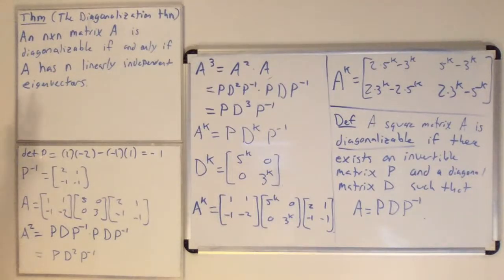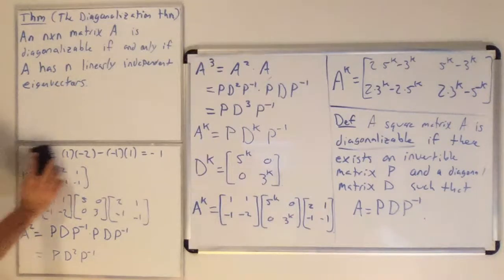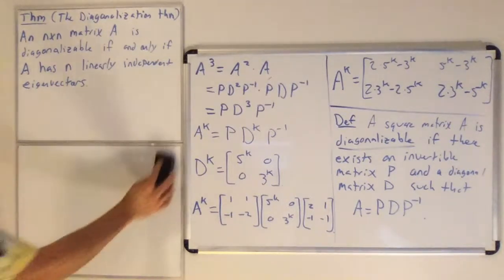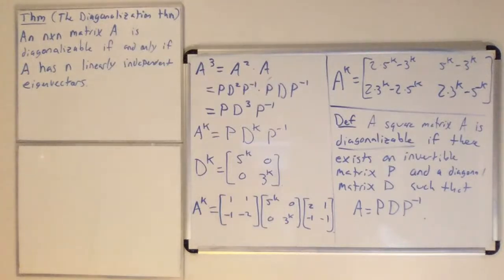Okay, so our test to check if A is diagonalizable is we have to find all of its eigenvectors and check if there are n linearly independent ones. And so if it is diagonalizable, then the eigenvectors form the columns of P.